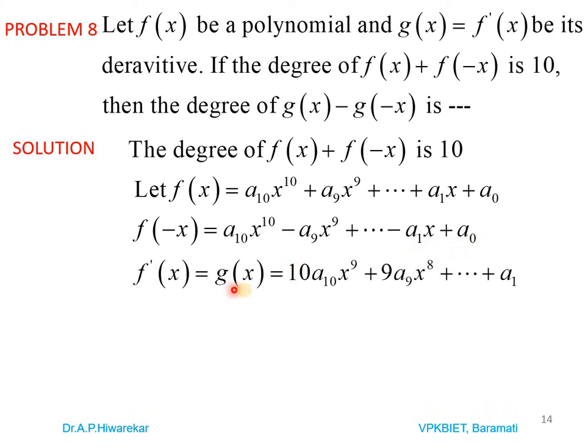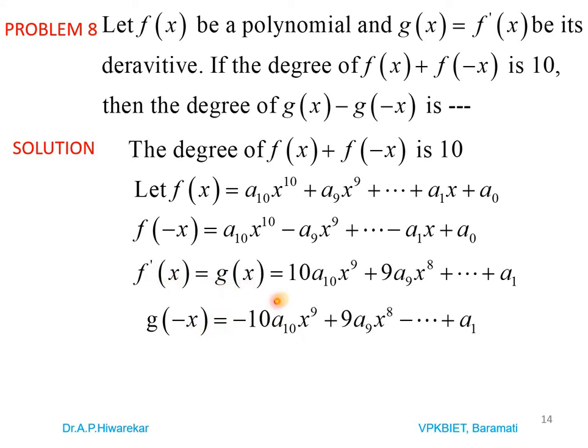Then f dash of x is g(x), which is the derivative of this quantity. So, it is 10 a10 into x power 9. Then the derivative of the next quantity is 9a9 into x power 8. And this way we get a1. The a0 term will be 0 because a0, a1 up to a10 are all constants. Then f dash of x is this g(x).